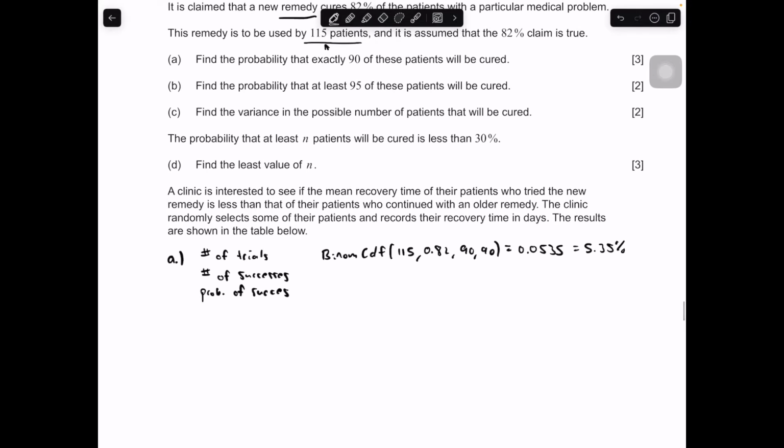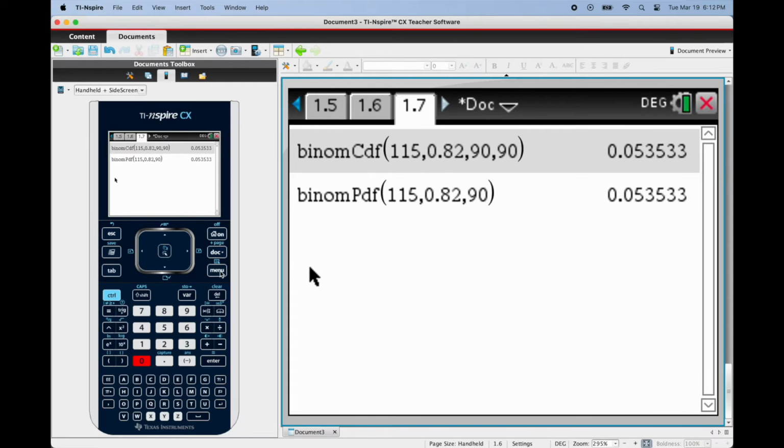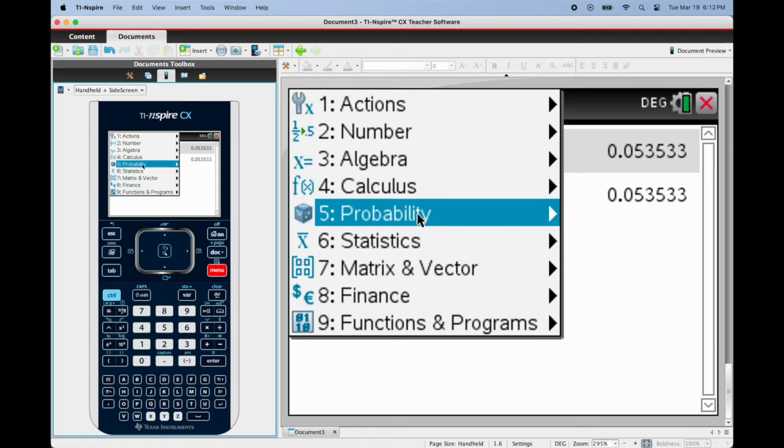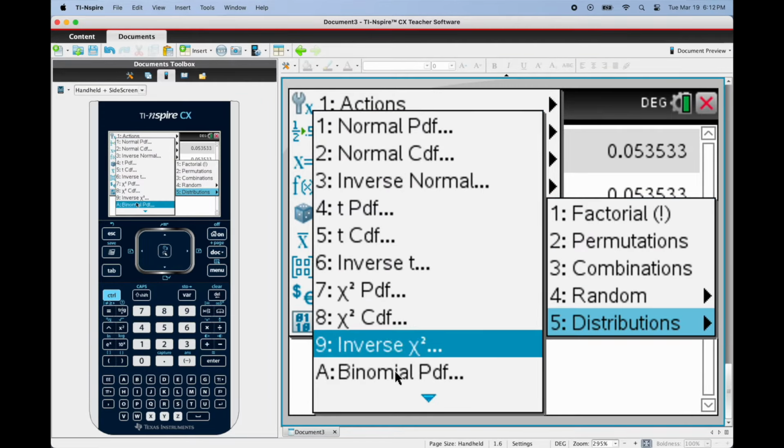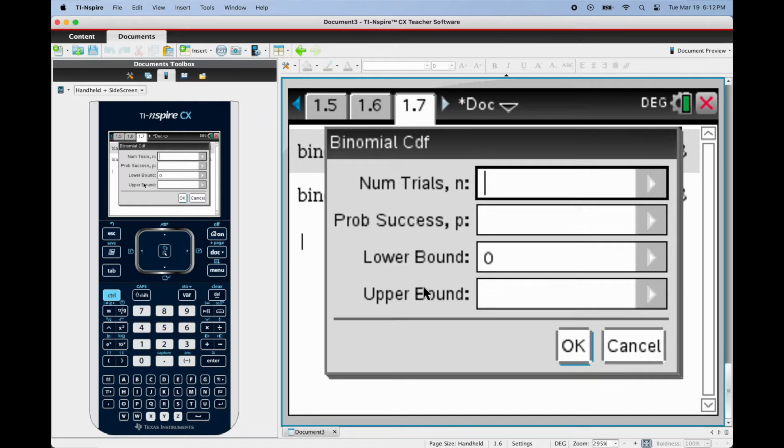Question B. Find the probability that at least 95 of these patients will be cured. Again, number of trials, probability of success. Let's go right to the calculator screen. Menu, probability, distributions. This one we're going to need to use CDF. Number of trials, there are 115 patients. Probability of being cured is 0.82. The lower bound, we want at least 95 patients to be cured, and the upper bound, potentially all 115. So it says at least, it's including 95.